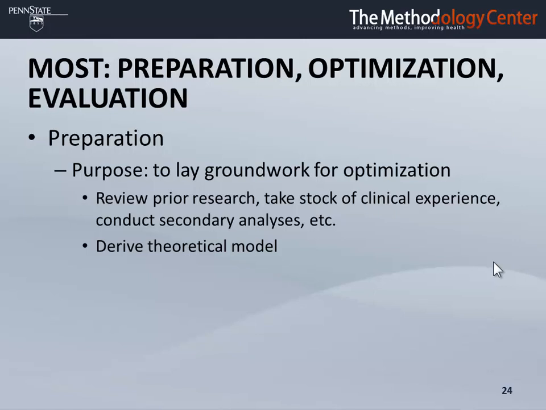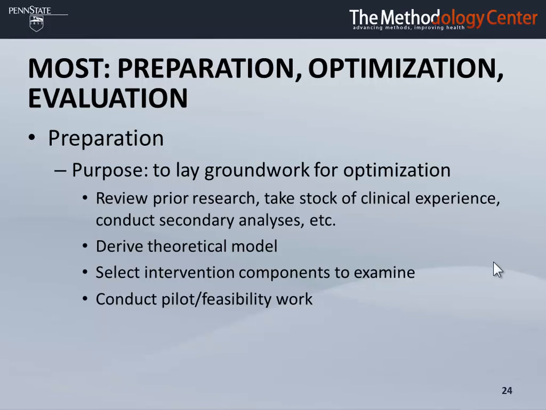Derive a theoretical model. This is really important, as detailed as you can possibly get it, that expresses the process of the health behavior that you're interested in intervening on, and that shows ultimately how the components you're selecting are expected to impact that process. Based on the theoretical model, you select intervention components. Any pilot work would be done here in the preparation phase. And this is the one that's different, and I'm going to spend a few minutes talking about this. Identify a clearly operationalized optimization criterion.